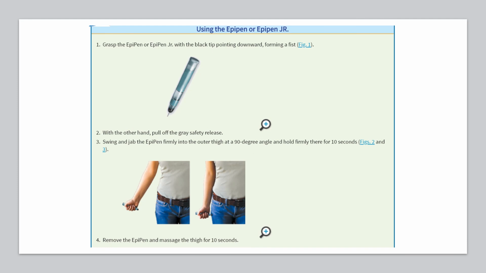So this is just the use of the EpiPen or EpiPen Junior. It's a pretty simple technique to teach your patients. The biggest thing is that it can go through clothing, so don't take the time to take clothing off, just get it in their system.